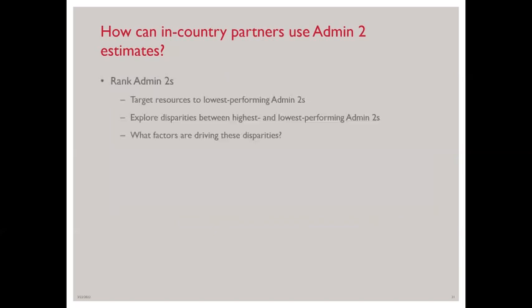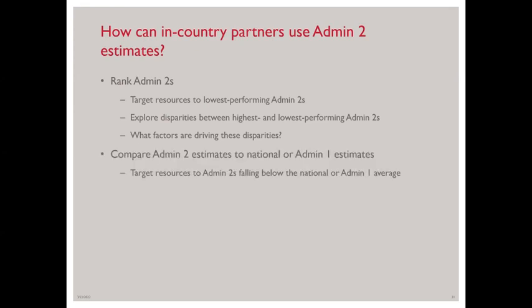So one approach would be to rank the admin twos. Here you would sort them from the highest estimate to the lowest estimate. And then at the national level, program planners could use this to target resources to the lowest performing admin twos. Additionally, this could inform research topics such as exploring disparities between the highest and lowest performing admin twos and looking into factors that are driving these disparities.